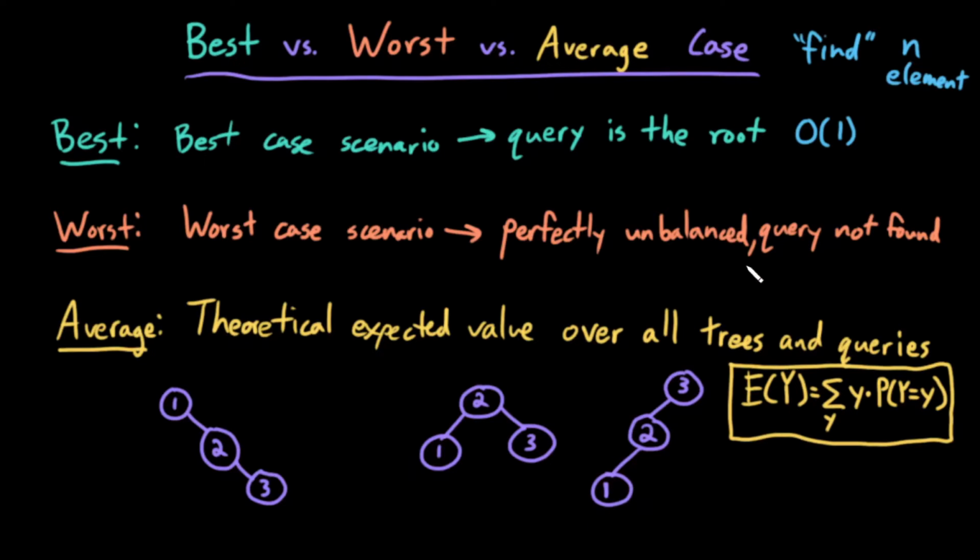So the worst case scenario for a binary search tree is if my tree is perfectly unbalanced and I didn't find it, or equivalently, if it was the last element. This would be big O of n.